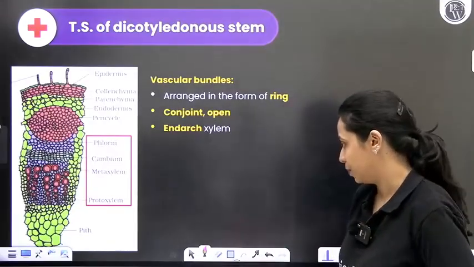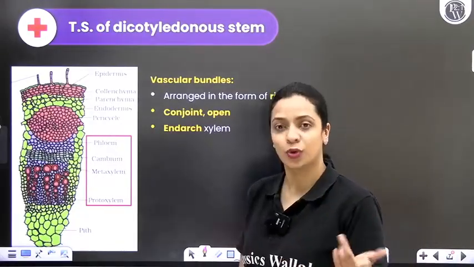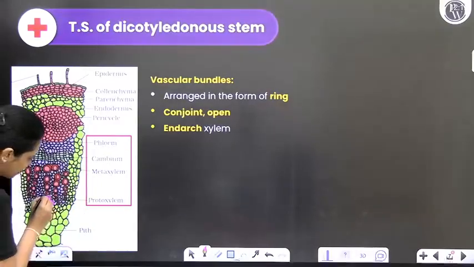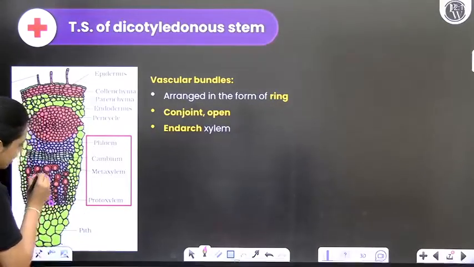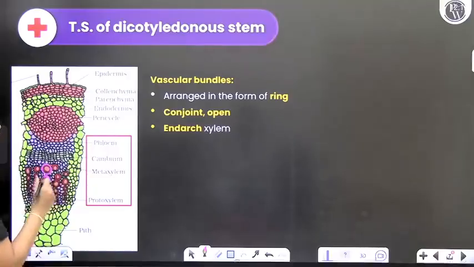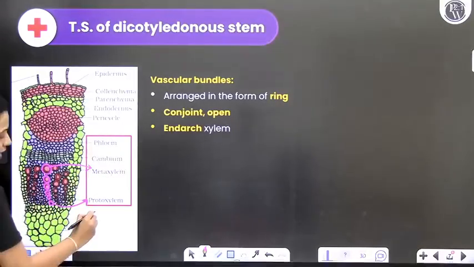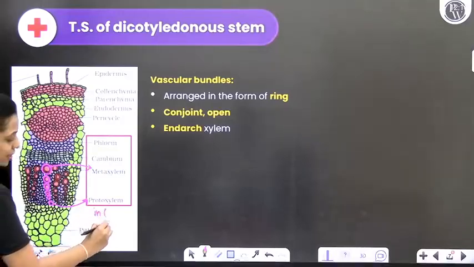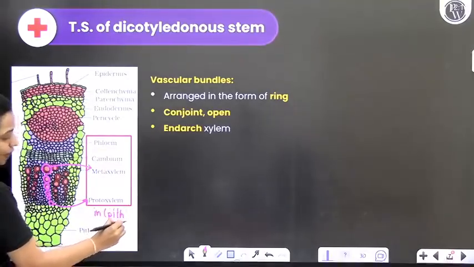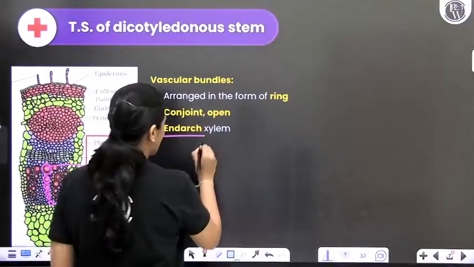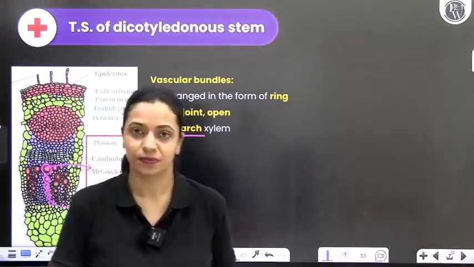Talking about the xylem, let's take a look at where the protoxylem faces. Over here, you can see the smaller protoxylem elements facing towards the center and the larger metaxylem elements facing towards the periphery. This is metaxylem, this is protoxylem. If protoxylem is facing inside towards the pith, what do we call it? We call it endarch. Here, xylem shows endarch condition.